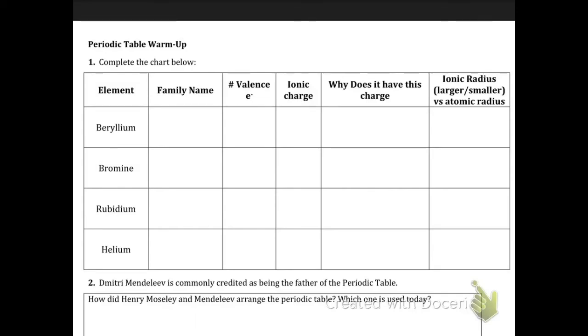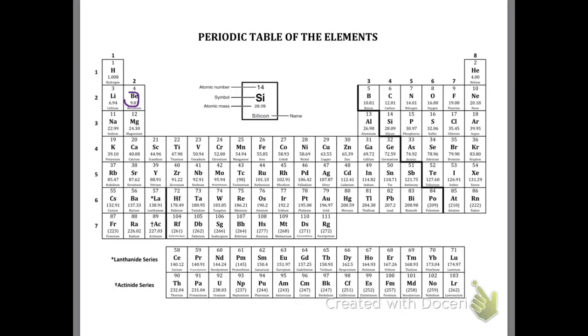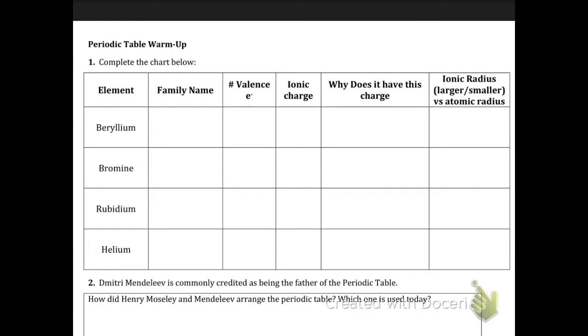Okay, so this is the warm-up for your first quiz over the periodic table. So first you're going to have to fill out this chart and then answer some questions. All right, so first you have to identify where beryllium is. And so beryllium is right here on the periodic table, which is in the second column. The second column is called the alkaline earth metals.